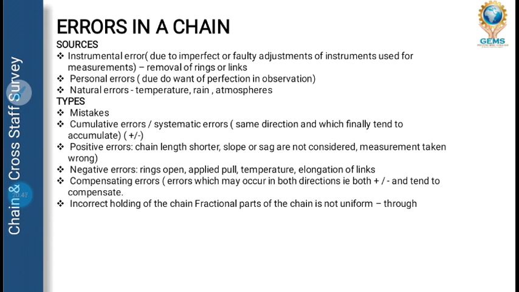Okay, negative error. What is the negative error? Sometimes the instrument ring opens, too much pulling force is applied, or due to temperature there is elongation of links. Elongation means stretching. The error that comes due to stretching in the links is called a negative error. If you are supposed to measure 100 and it is coming 102, the negative error is 2. Compensating errors are in both directions. It can be positive or negative also. So while holding a chain, it is important that you hold it carefully. So these are the types of errors we come across while doing chaining.